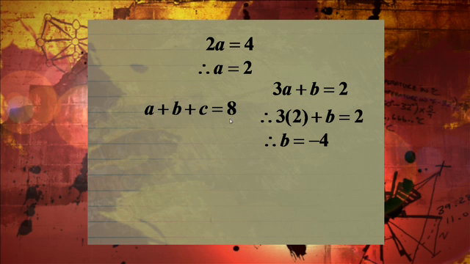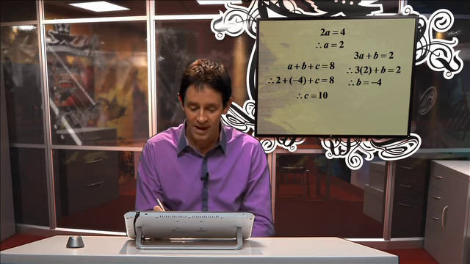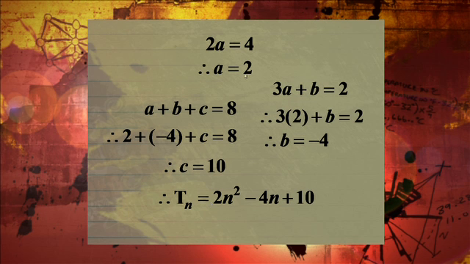Now, what about a plus b plus c? We know that was 8. But you know a is 2. You know what b is. So a plus b plus c is 8, and 2 minus 4 is negative 2. Hold on to that, negative 2. If you bring negative 2 to the right, you're adding it to 8. So that gives us 10. And then we've got our general term: Tn equals 2n squared minus 4n plus 10.